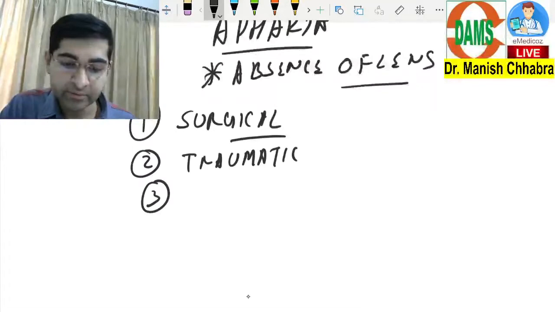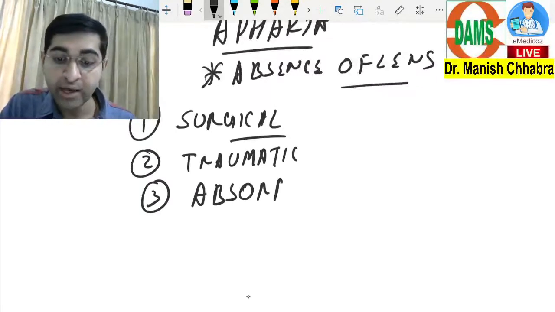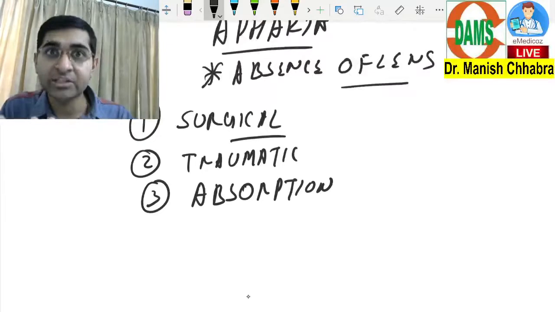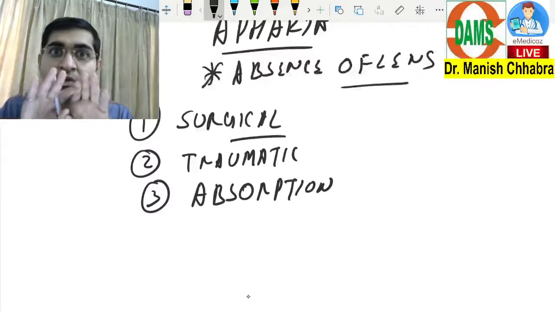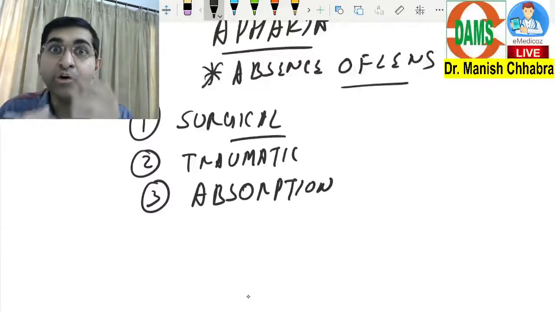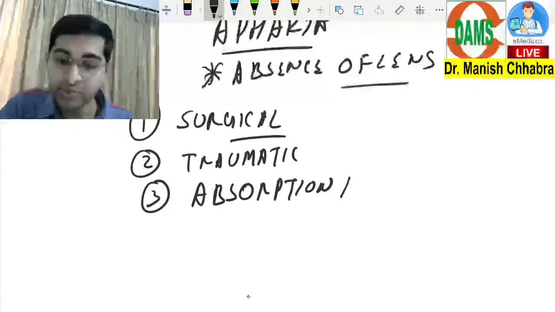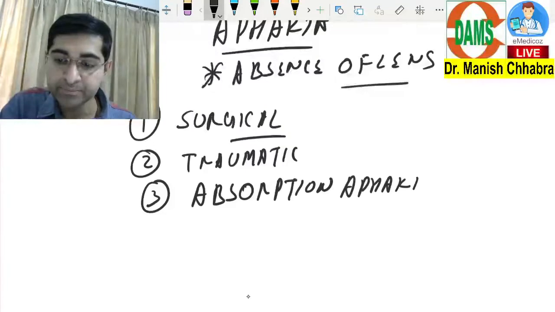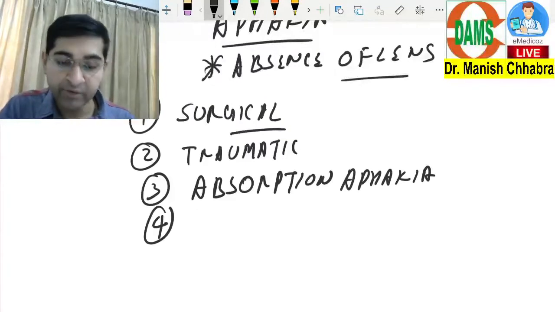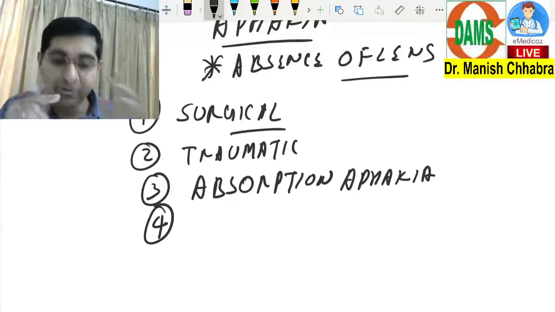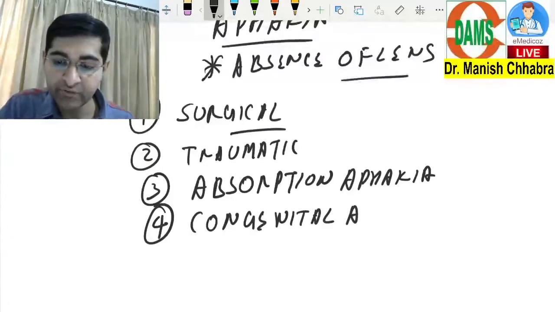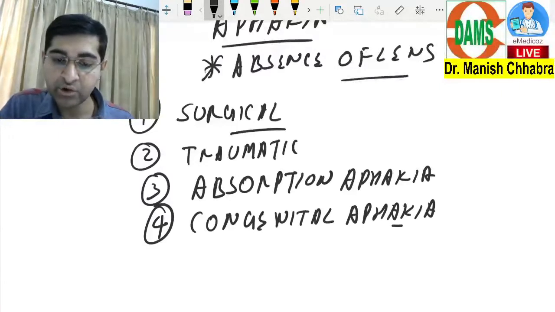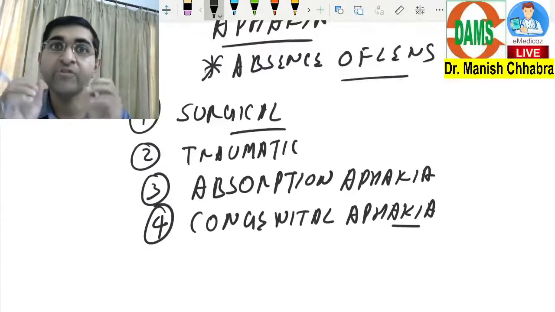Third is due to absorption of the lens, like in children. Due to trauma, what happened? There was a rupture of the lens capsule and spontaneously the lens material got absorbed. So that is absorption aphakia. Then we can also have congenital absence of the lens, so you'll call it congenital aphakia. So these are a few causes of aphakia.